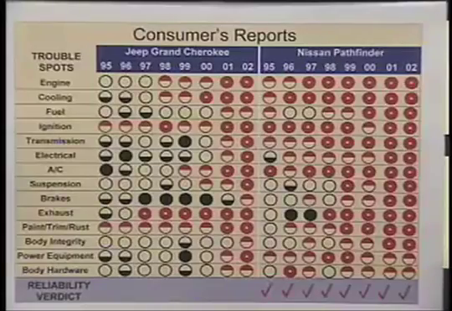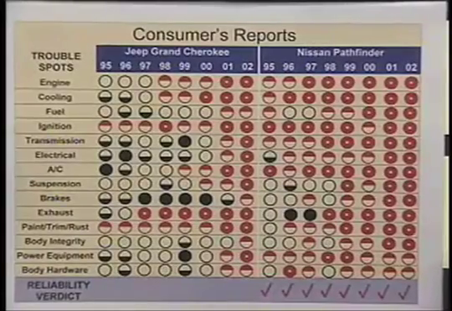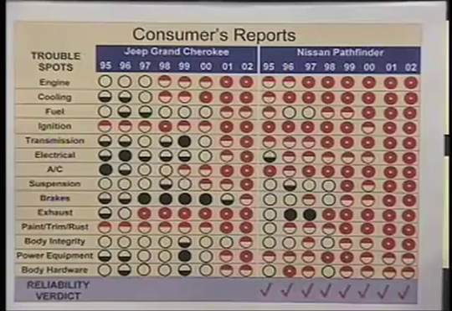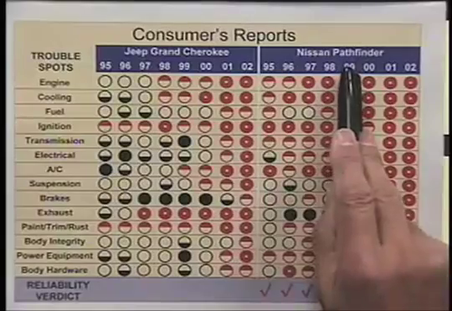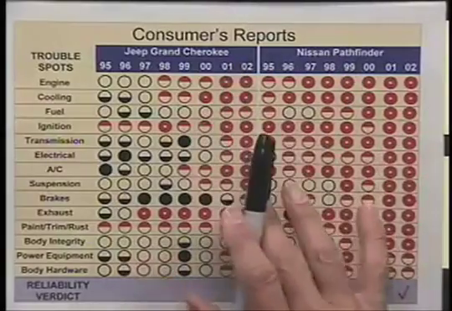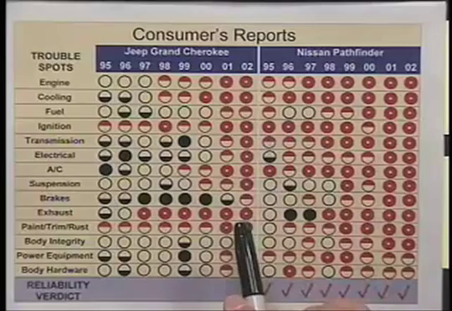Here's another one. A couple of years ago, I wanted to buy a sport utility vehicle. I live in a region of the country where we get a fair amount of snow. I've got a long driveway. I need a four-wheel drive vehicle to be able to get up and down my driveway. I was considering a Jeep Grand Cherokee or a Nissan Pathfinder. Now, this is basically from Consumer Reports magazine.